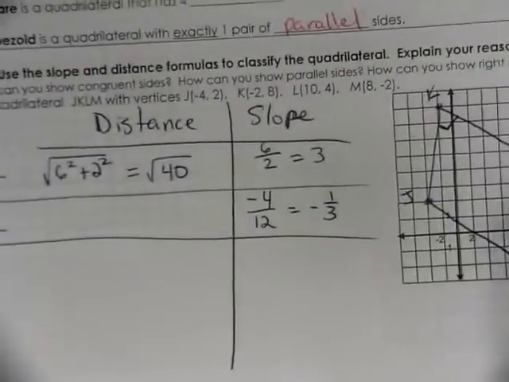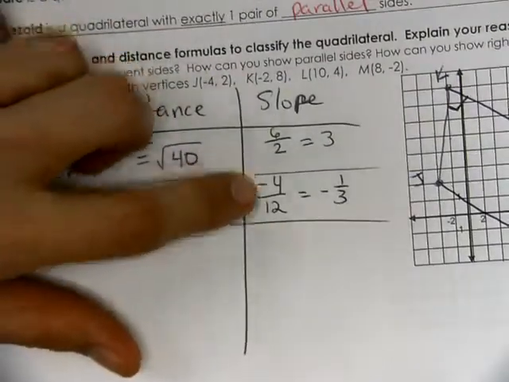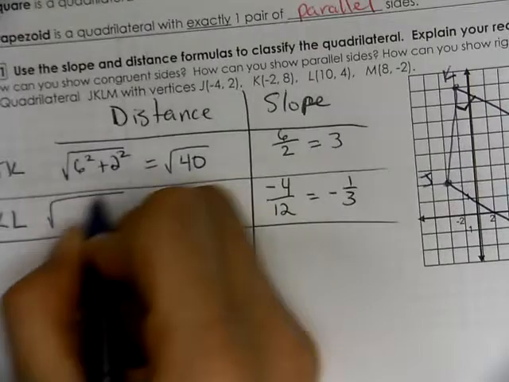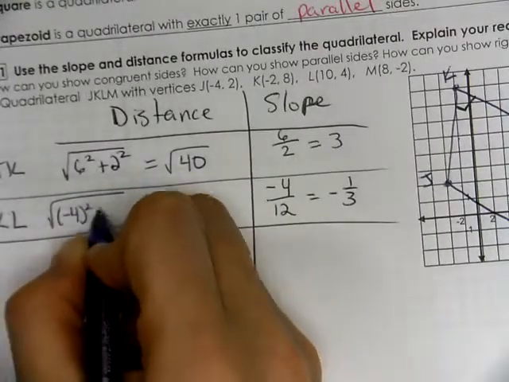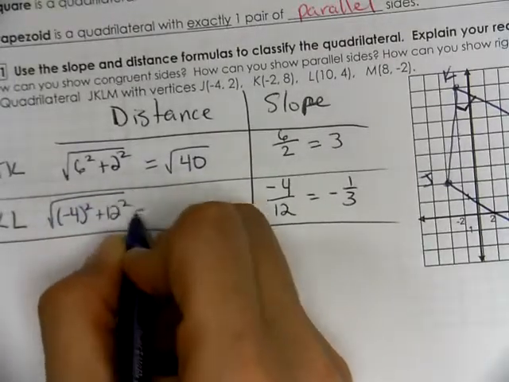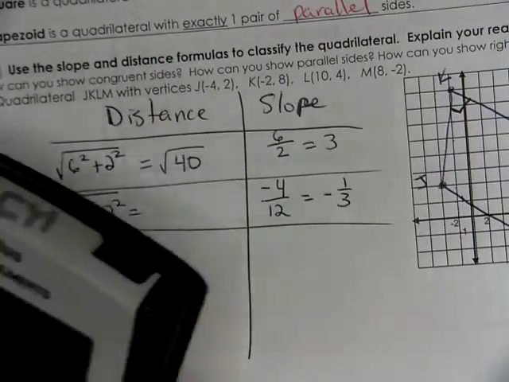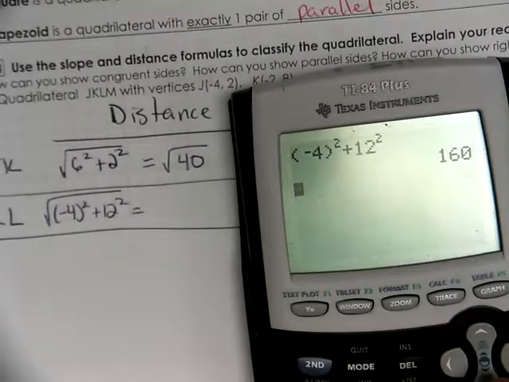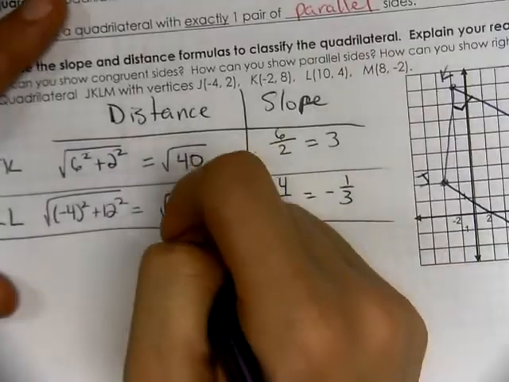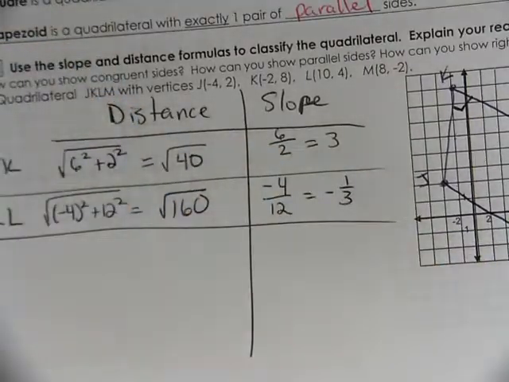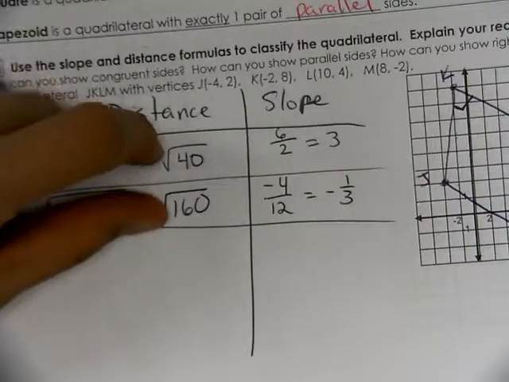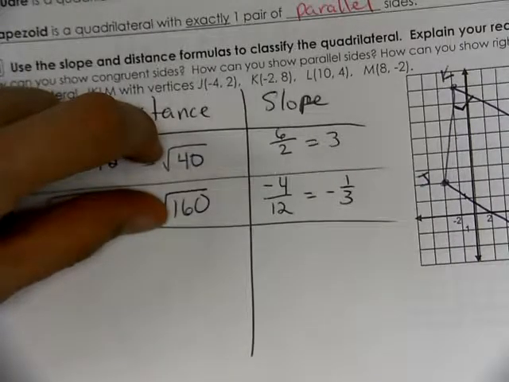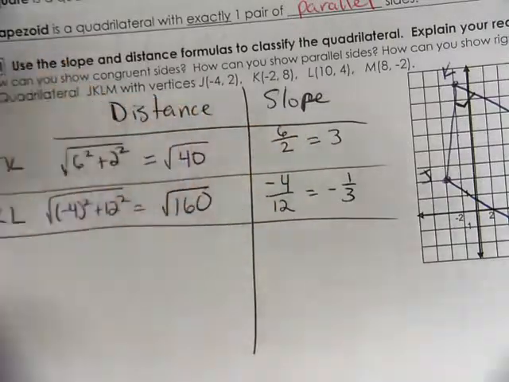Now let's do distance formula. So take the two numbers before we simplified. Square root of -4 squared plus 12 squared. -4 squared, 12 squared, square root of 160. So this should also tell you right away it's not a square, because these two are not the same. But I have a right angle, so it's probably a rectangle.